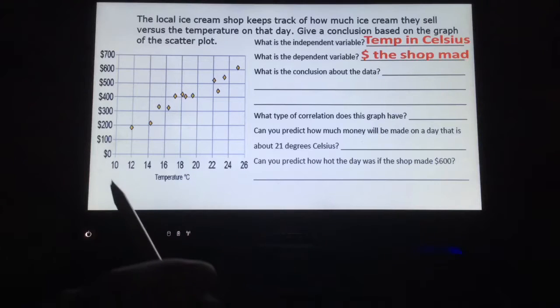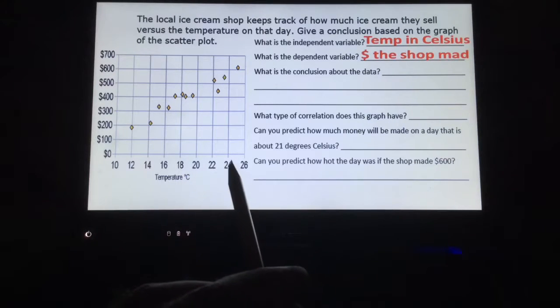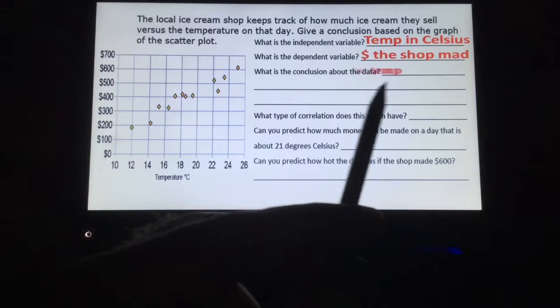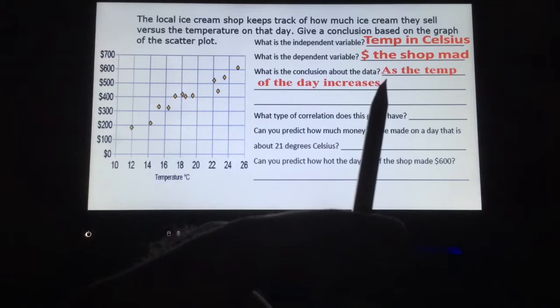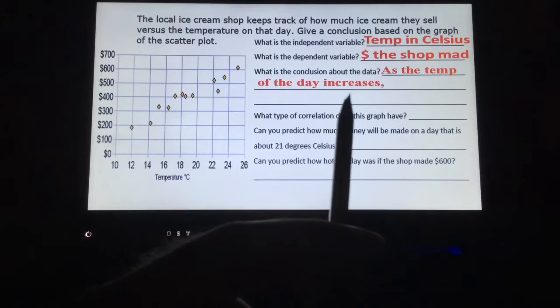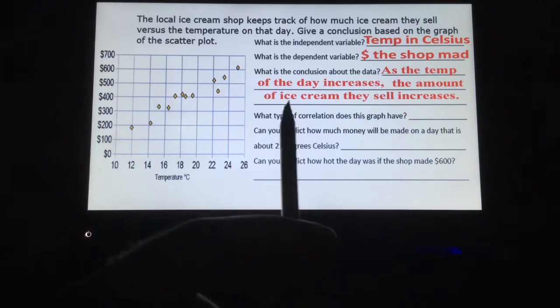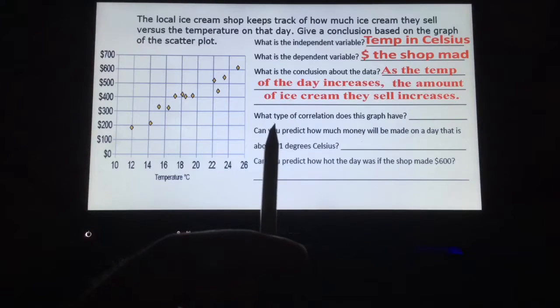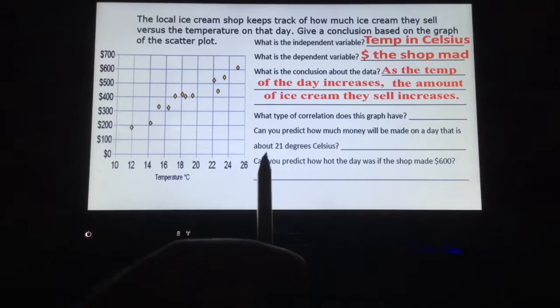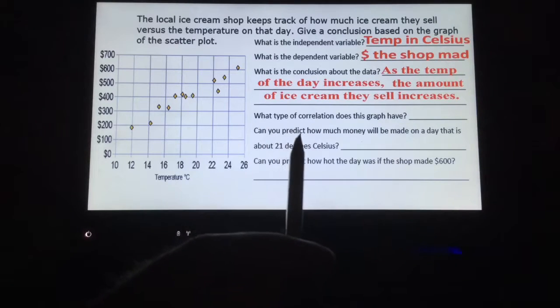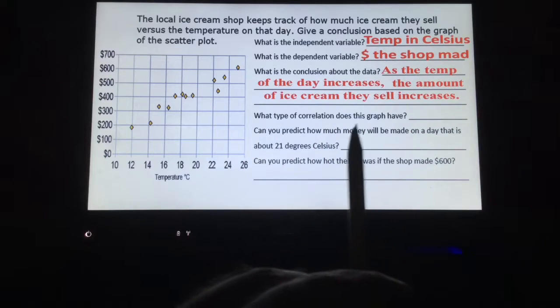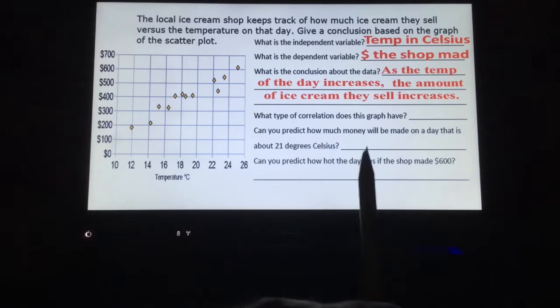All right, so as you can see, the temperature is rising, and since the temperature is rising, more ice cream is being sold. So that's what we have here. As the temperature of the day increases, the amount of ice cream they sell will increase as well. Okay. Now I want you guys to answer the next three on your own. I'm going to give you a second to do that. So it says, what type of correlation does the graph give? And predict two things for me. Go ahead and do that right now.